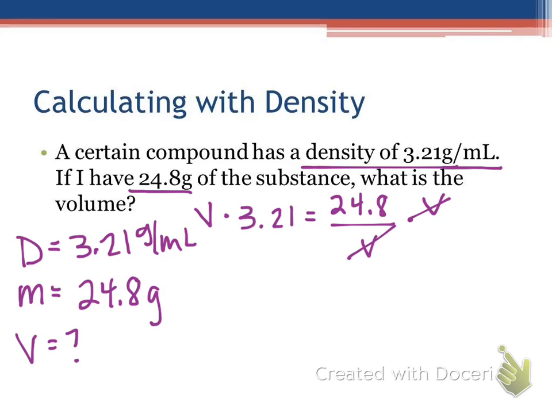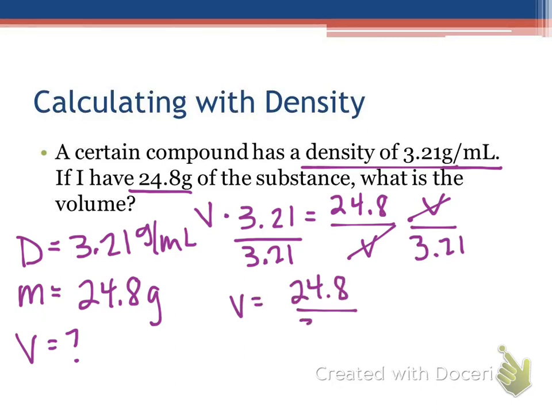Then to get V by itself, what would I do? Good. Divide 3.21 on both sides. So it ends up looking like this. Volume equals 24.8 divided by 3.21.